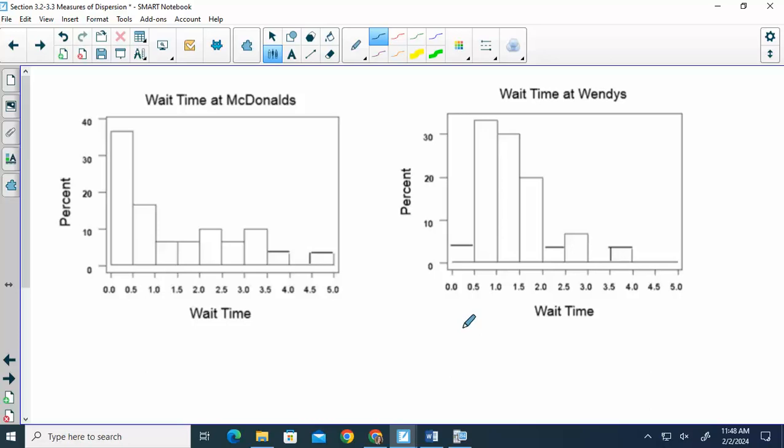But what's the longest you ever waited at Wendy's? 4 minutes, and that was only one person, a couple people that had to wait that long. So if you're looking at this, knowing that's the same average time, which one do you think you would pick? Wendy's. It looks like they are more consistent on being faster. Okay, McDonald's, it might be really fast, or it could be a long wait time. So this just kind of shows the mean doesn't tell us the whole picture. There's a little more to it.